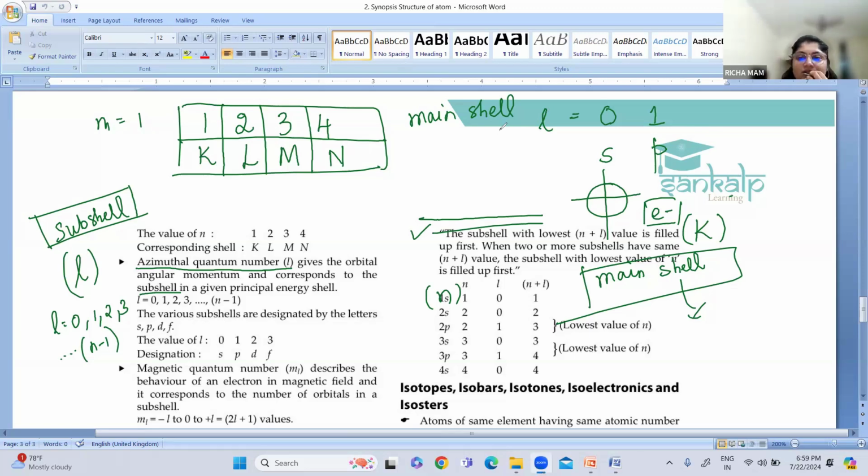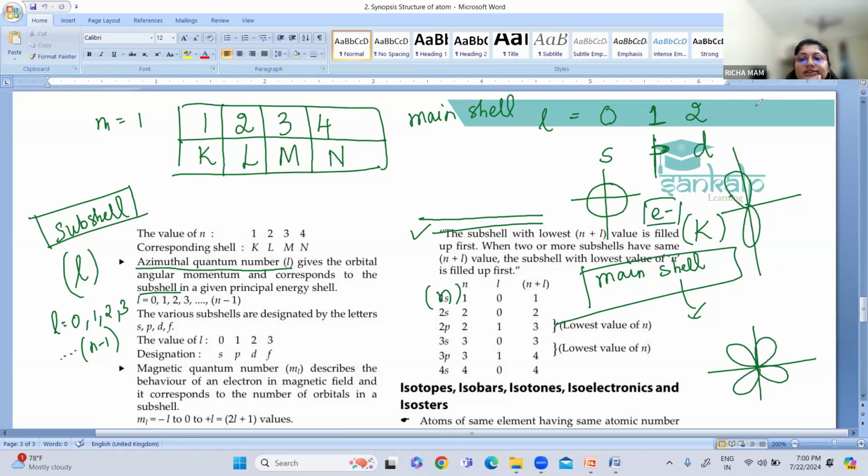What is the shape of P orbital, students? It is dumbbell shape. So, whenever the value of L is 1, it is represented as P, and the shape is dumbbell shape. Then, if L is 2, the subshell is D. What is the shape of D? It is double dumbbell shape. So the name is given as double dumbbell shape.